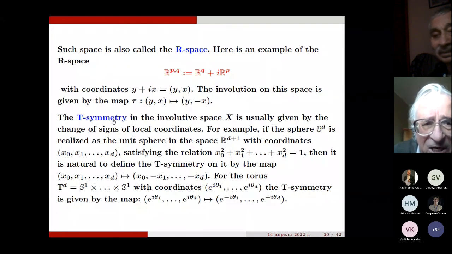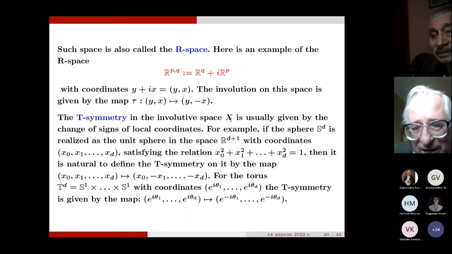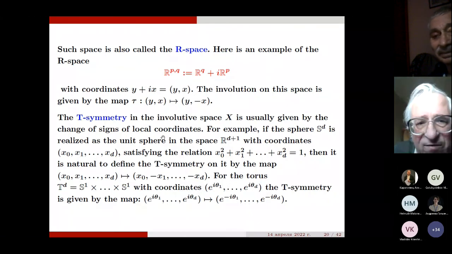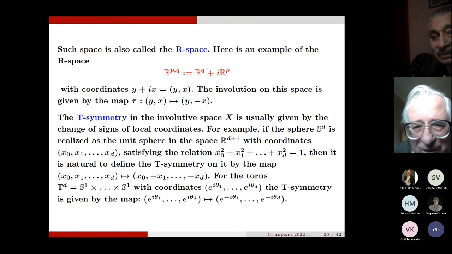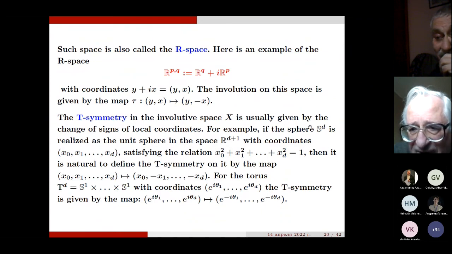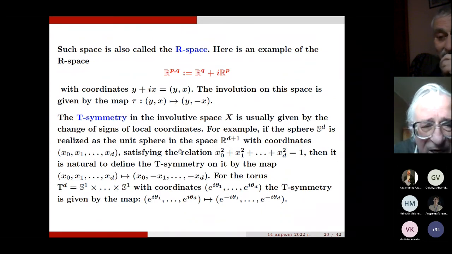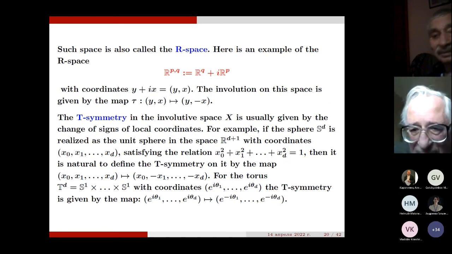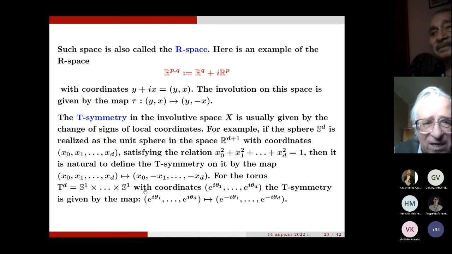In fact, this T-symmetry in the general involutive space X is usually given by the change of signs of local coordinates. So this is just a general idea. For example, if the sphere S^d is realized as a unit sphere in the space R^(d+1) with coordinates x_0, ..., x_d, satisfying the relation x_0 squared plus x_1 squared plus ... plus x_d squared equals 1, then it is natural to define the T-symmetry operator on it by the following map.